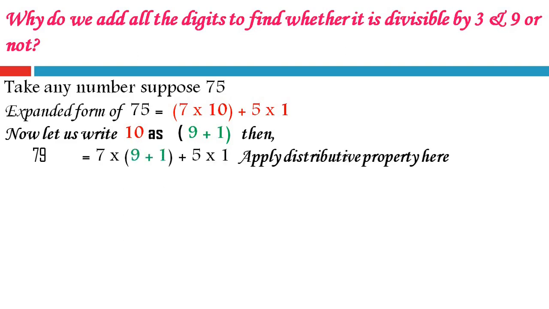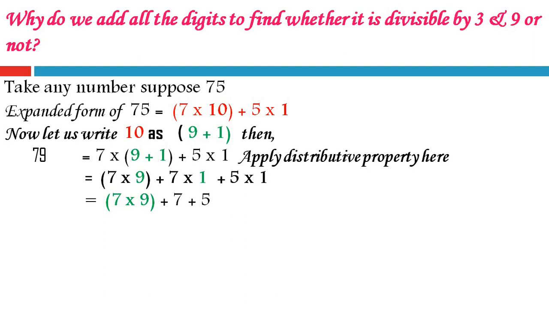Now apply the distributive property here. What will you do? You will multiply 7 by 9. You will multiply 7 by 1 also. And then you will add the results. So let us write it. After applying the distributive property, I have got 3 terms over here. Let us simplify and write. First one, 7 into 9. 7 into 1, it is 7. 5 into 1 is 5.